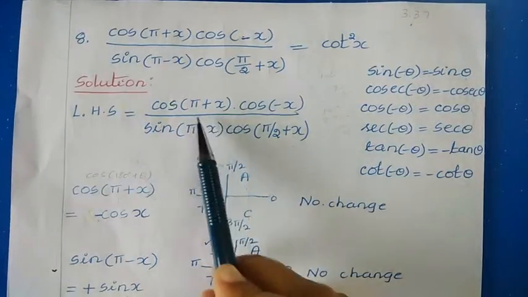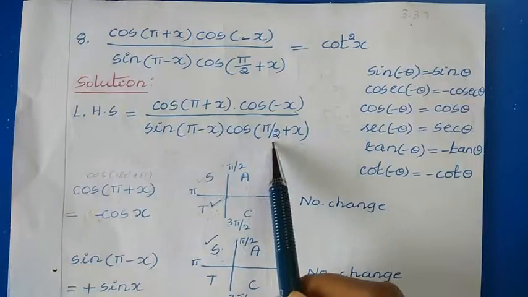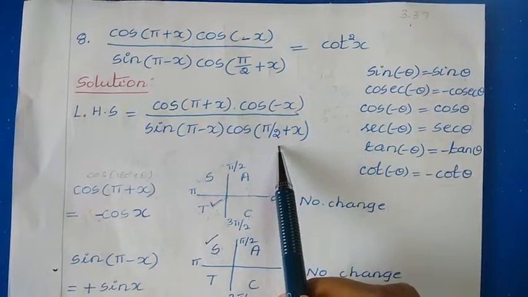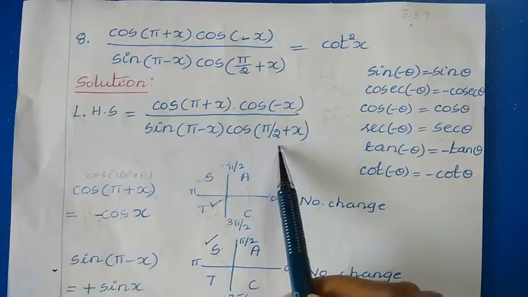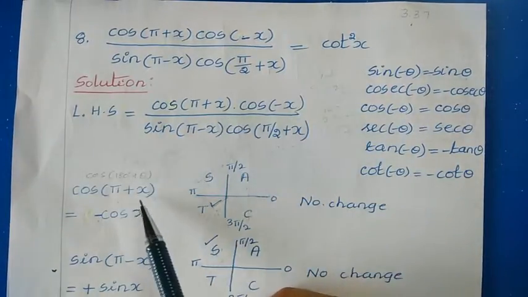And in this question we have pi, which is 180 degree, which is the allied angle, pi by 2, 90 degree. So this is also an allied angle. So directly by using the quadrant method we can find the value of this. So cos(pi plus x) we have here.